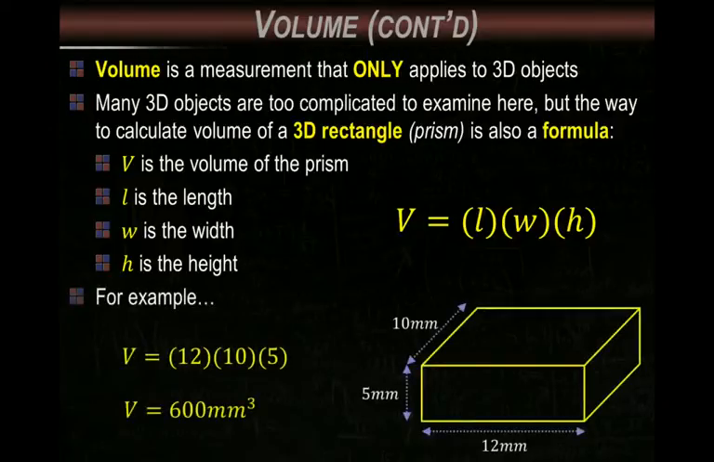So here's an example. Same shape we just saw. I have 3 numbers. One's the length, one's the width, one's the height. It doesn't really matter because I'm multiplying them all together and I'm coming up with the number 600. And that's my volume. Okay?